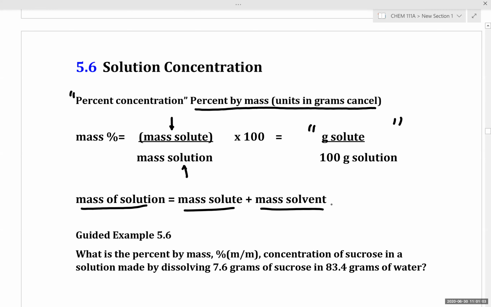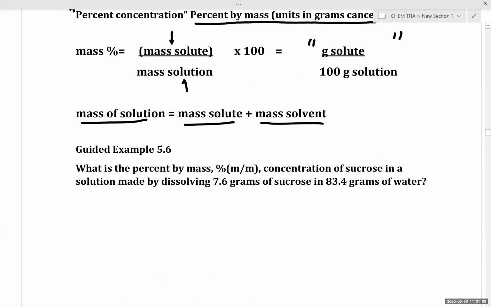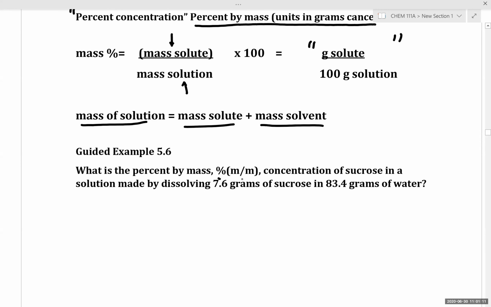Now, how can we use this for calculations? Well, let's do an example. So in this problem, we're asked, what is the percent by mass, percent m over m? Note, it's unitless because the units cancel. We're asked to find the percent by mass concentration of sucrose in a solution made by dissolving 7.6 grams of sucrose in 83.4 grams of water.